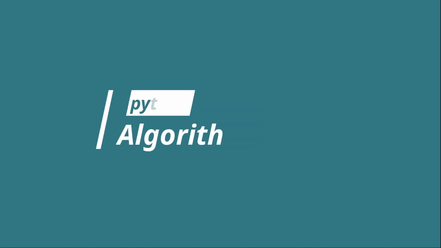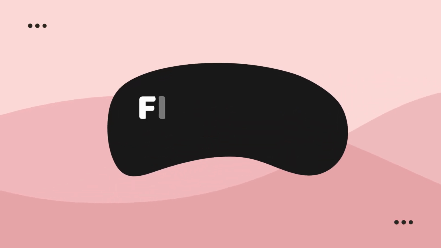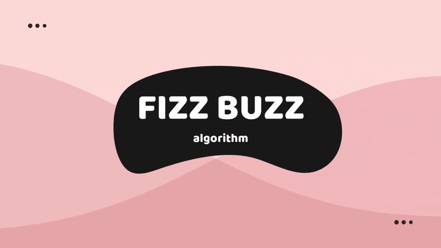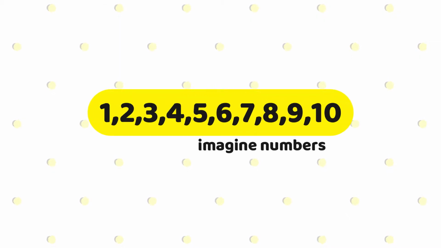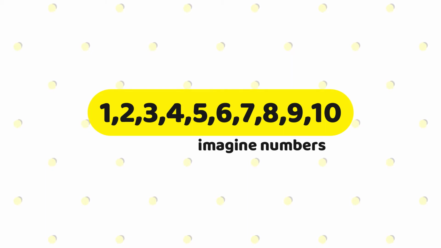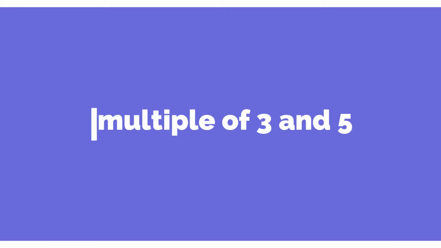In this video I am going to show implementation of algorithms in Python. First, let's get started with the fizz-buzz algorithm. For the fizz-buzz algorithm, let's imagine a series of numbers from 1 to 10. Fizz and buzz refer to any number that's a multiple of 3 and 5 respectively.